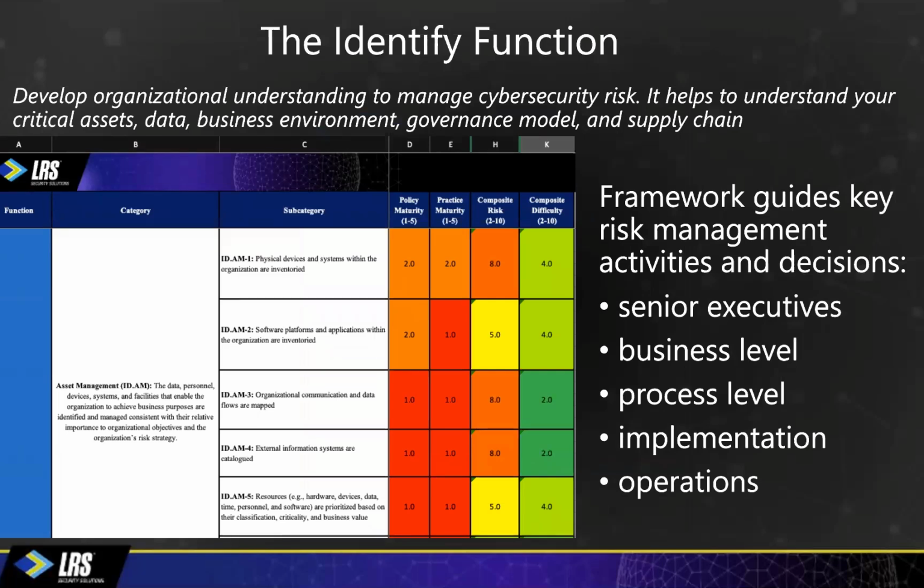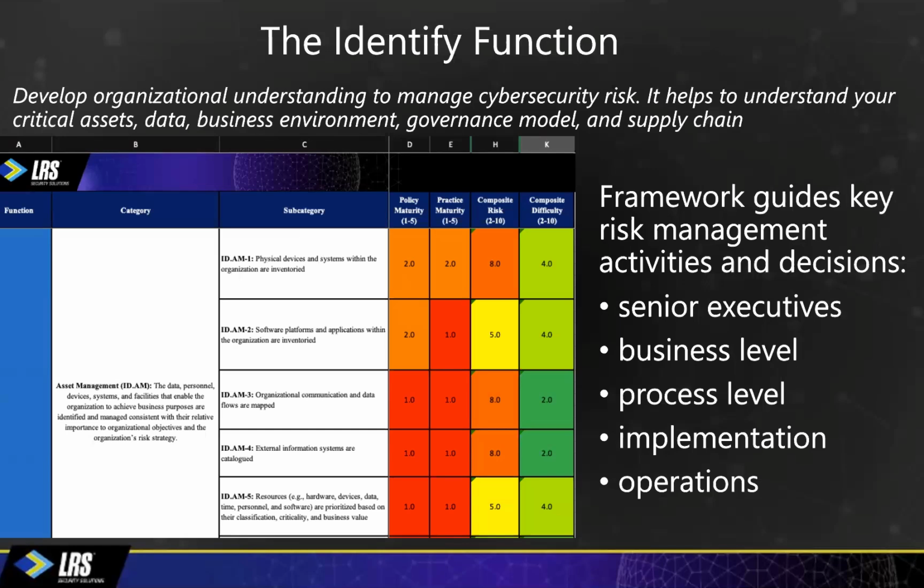Okay, the identify function, just a little bit more particulars around this to kind of tee up our solution building that we're getting to here quickly. The identify function helps us understand critical assets and data, governance models, supply chains. It helps us to develop an understanding of those items and to manage the risk around them. The framework helps guide key decision points, especially around risk management activities.